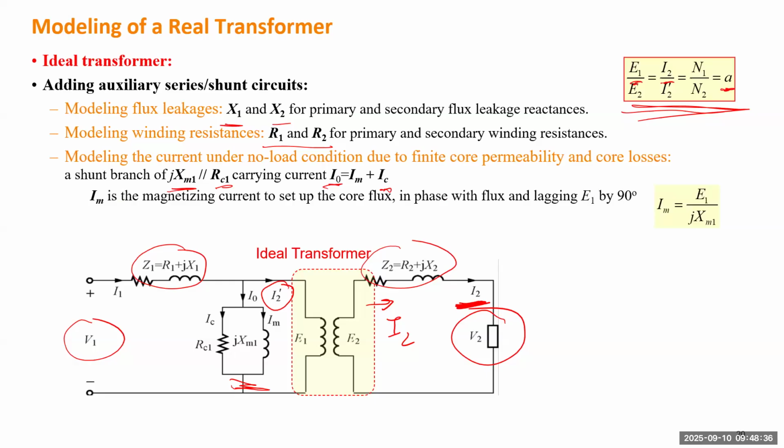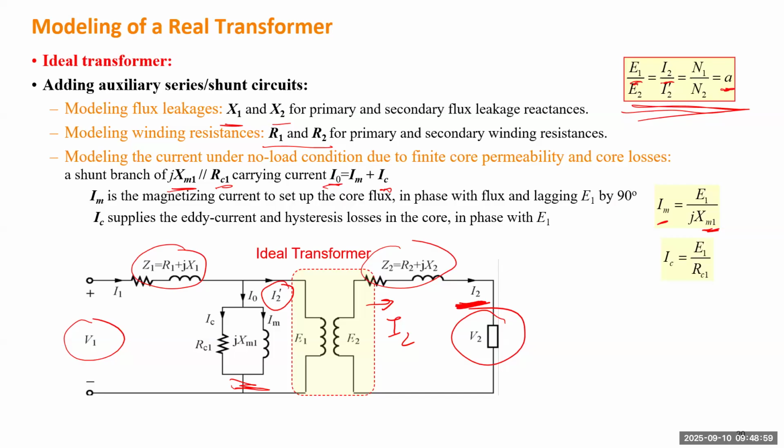So IM is a magnetizing current to set up the core flux, in phase with the flux and lagging the primary voltage by 90 degrees, because IM is equal to the primary side voltage divided by the reactance of this shunt branch. IC is actually the eddy current. And it just provides the power to balance the loss of the transformer to build up the magnetic field.